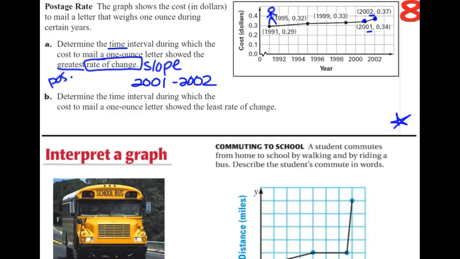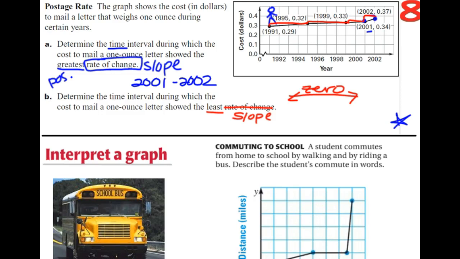If we wanted to find the slopes between all of these, we could. We could count rise over run, rise over run, rise over run, rise over run. But you can see right here, this one rising is going to be the most, the greatest. Then determine the time interval during which the cost to mail a 1 ounce letter showed the least rate of change, or the least slope, the flattest slope, or a slope of 0.